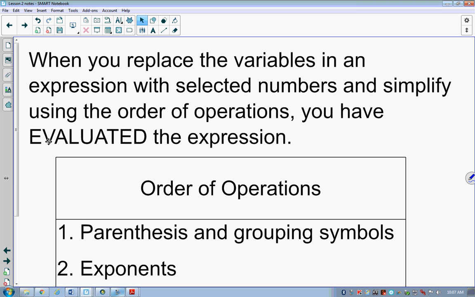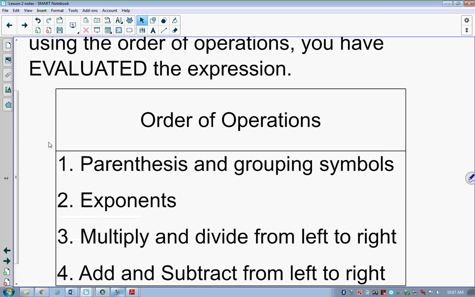There we go. When you replace variables in an expression with selected numbers and simplify using the order of operations, that is what it means to have evaluated the expression. You'll see things in your book or on a test where it says evaluate the expression. Basically what that means is to simplify it or even solve it, but they use the phrase evaluate the expression. This should be old information.